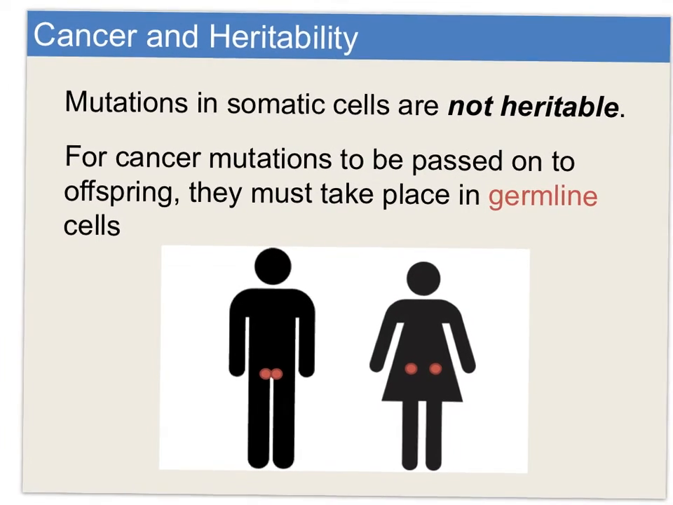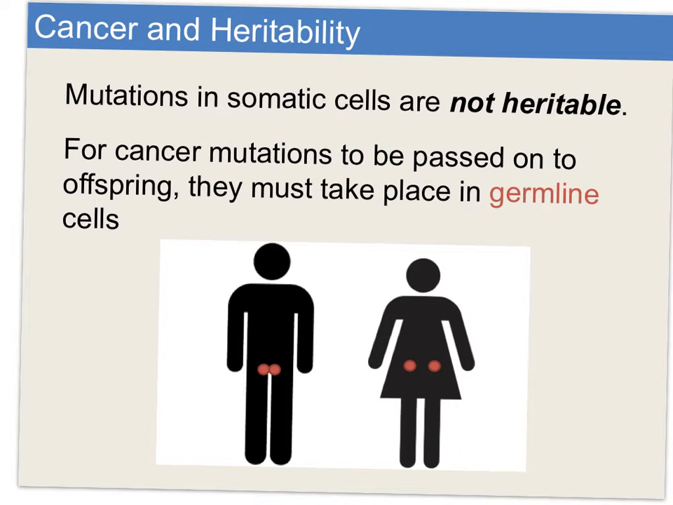Okay, so remember, somatic cells are the regular cells of our body that have nothing to do with the germline cells that result in gametes. So all those kinds of mutations are not heritable. But some mutations that cause cancer are heritable. They're found in the germline cells.